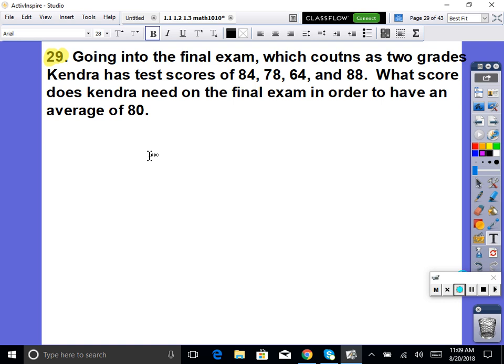It says, going into a final exam, which counts as 2 test scores, Kendra has these test scores from previous tests: 84, 78, 64, and 88. What score does Kendra need on the final exam in order to have an average of 80? So everybody, I have to remind you how we find averages. If we have a bunch of numbers, like 1, 2, 7, and 8, how we find the average is we add up those numbers and divide by the number of things you added up. So that'd be divided by 4.